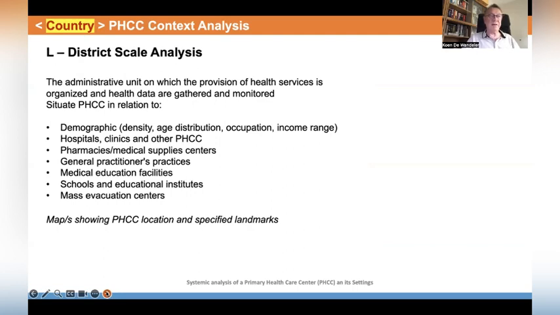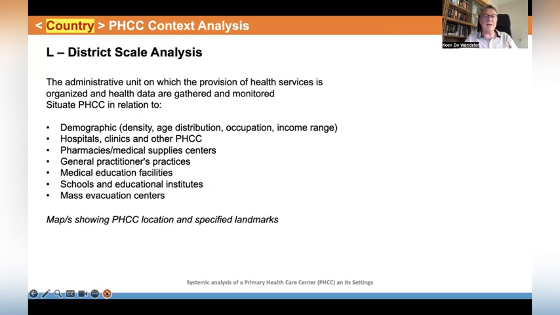We may even clarify that through a further map at the district level, where we look at the district level either from an administrative district or a health district, because most ministries of health in your countries will have defined health districts. So either way, it should be possible to obtain secondary data on demographics, on other hospitals, larger hospitals or clinics, pharmacies, general practitioners who are operating in that area and who may come to help in the primary healthcare center in case of emergency.